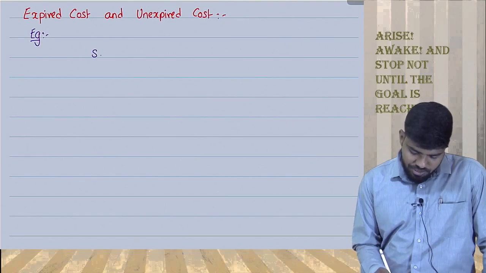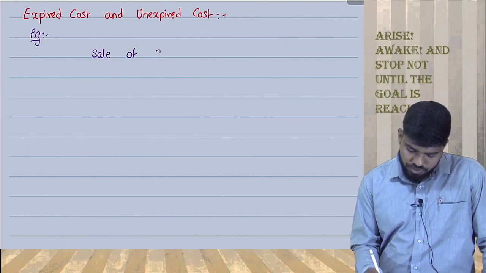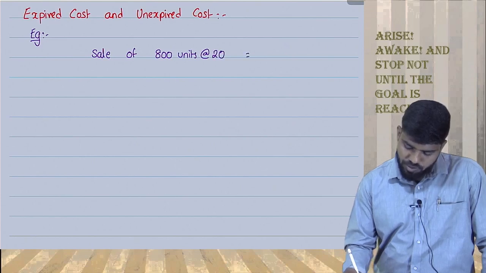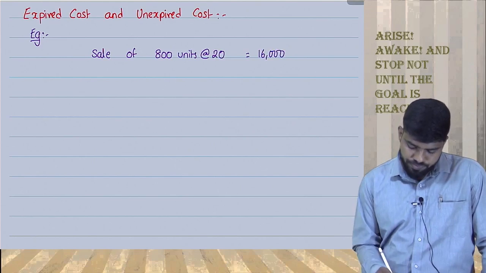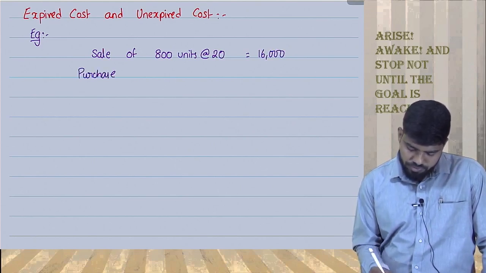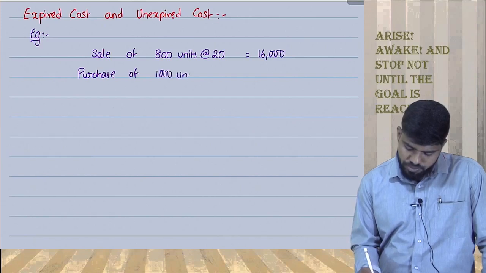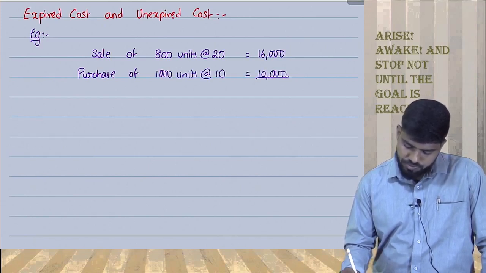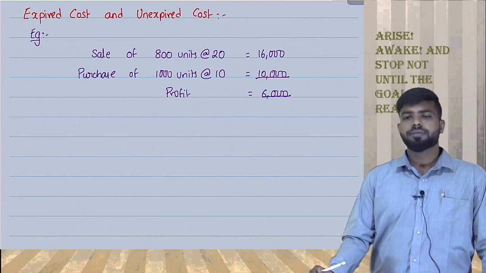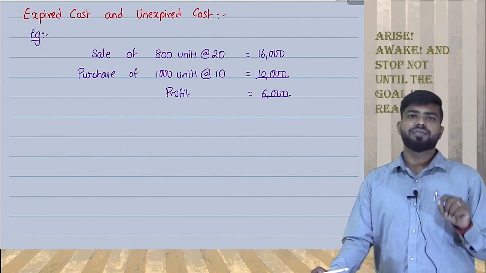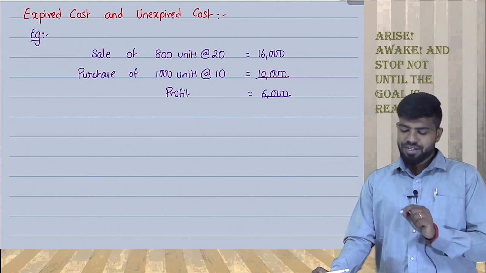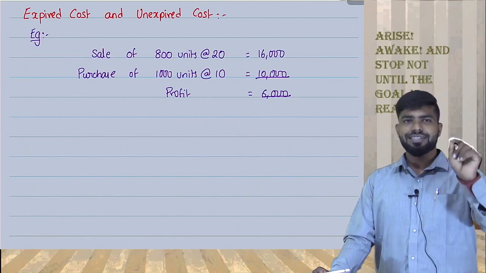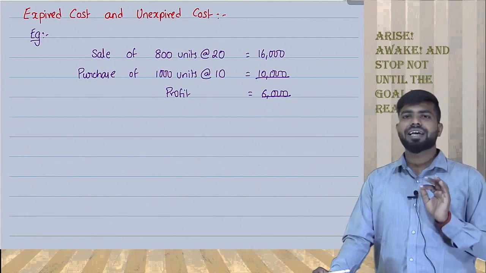I will write one calculation here, just you tell me whether it is correct or wrong. Sale of 800 units at the rate of 20 is equal to 16,000. Purchase of 1000 units at the rate of 10 is equal to 10,000. Profit equal to 6,000. Sales is 16,000, purchase is 10,000, so profit is 6,000. This is the calculation that I have written.